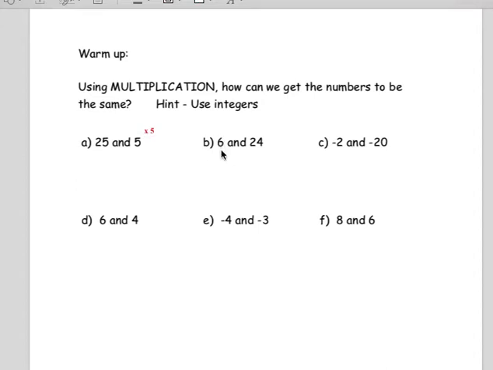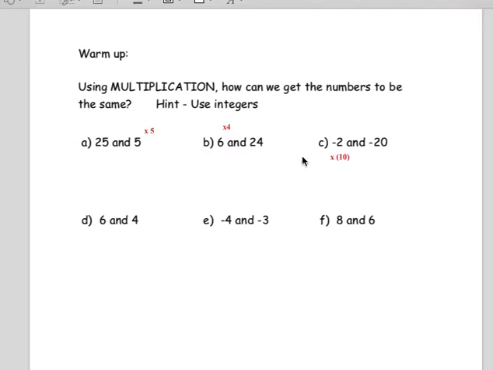And if we take a look at B, what multiplied by 6 is going to get us 24? Well, 4 multiplied by 6 is 24. Then we'll go to C, so -2 and 20. So what do we have to multiply 2 by to get -20? Well, -2 times 10 is going to give us -20, because if we times it by a negative, it would be a positive.